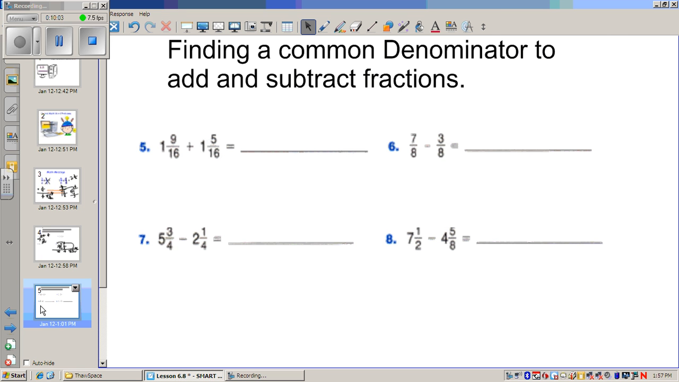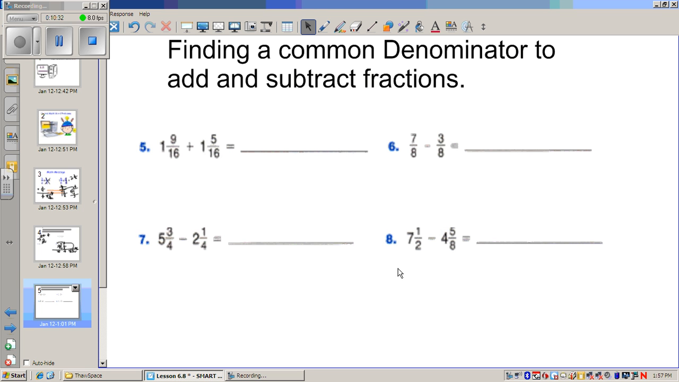So I am not going to do anything with the first one, number 5. You do that one on your own. And now I have 7/8 and 3/8. That one is very easy. You're just subtracting them. Good news again with that one, common denominator. Okay, again, I also have number 7, 5 3/4 minus 2 1/4. Same type of problem there, common denominators.